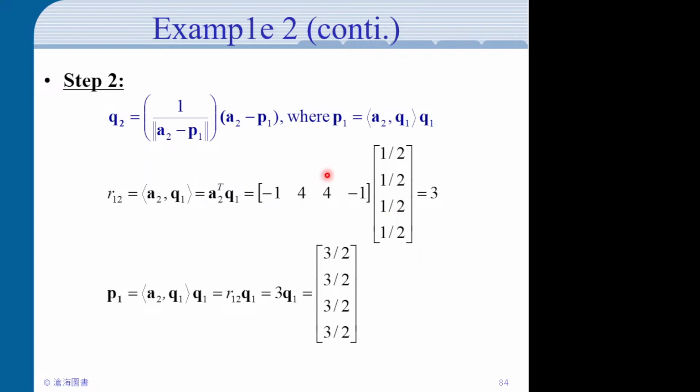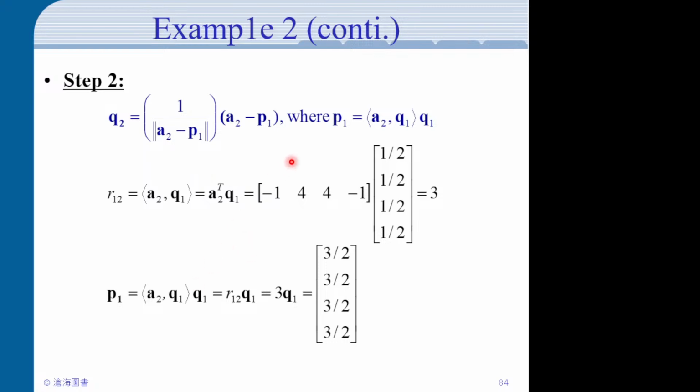Okay, so let's check a little bit. Everything adding together: 4 minus 1 is 3, 4 minus 1 is 3. So 3 plus 3, divided by 2, is 3. And so P1 is 3 times Q1, and it's (3/2, 3/2, 3/2, 3/2). So you can see the calculation is actually quite complicated.